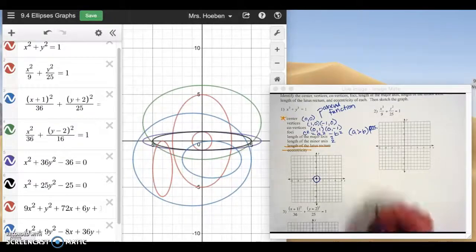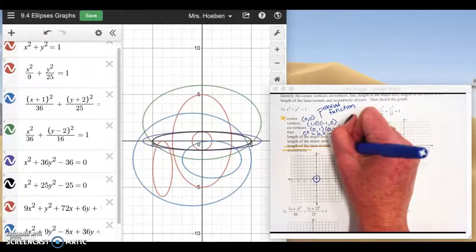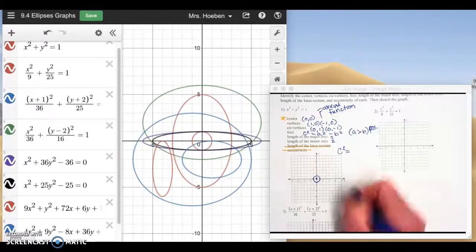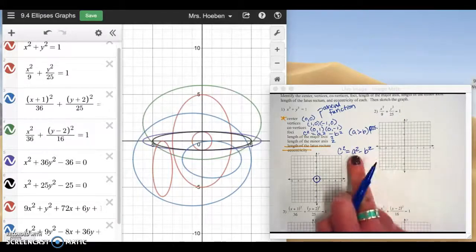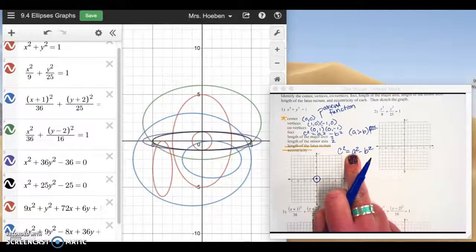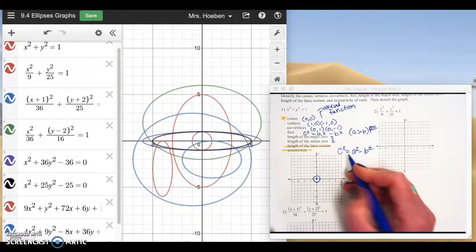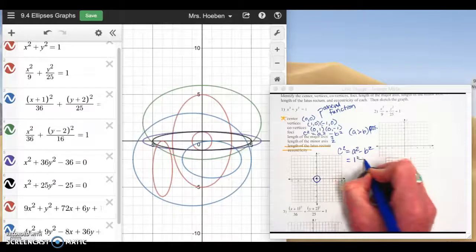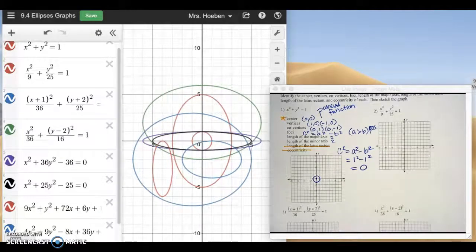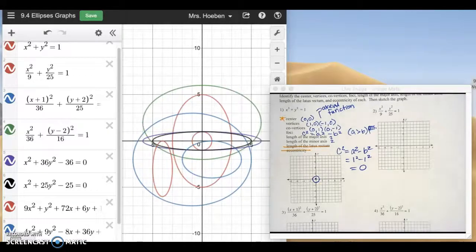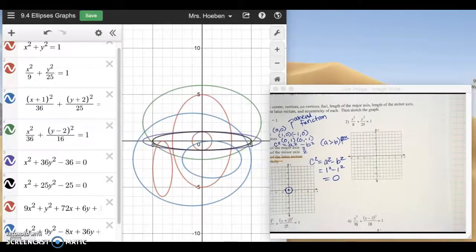So let's talk about the foci. You use the equation c squared equals a squared minus b squared. Usually the a is the larger number, but in this case, they're both 1. So we plug in 1 squared minus 1 squared. We get 0. Obviously, it's not always going to be like that, so let's do number 2, and it'll make a little more sense.